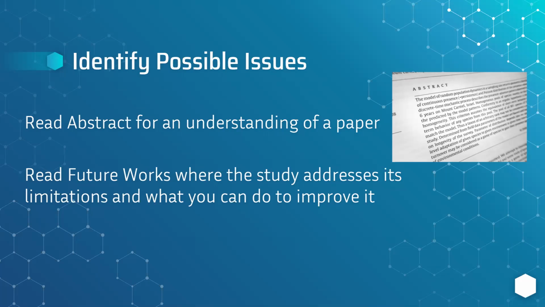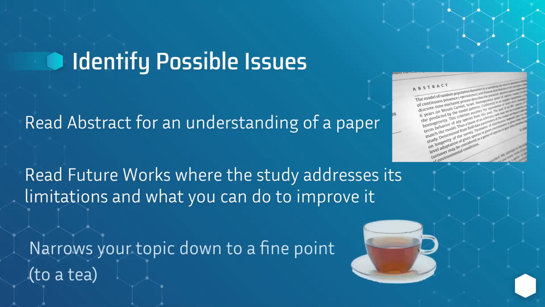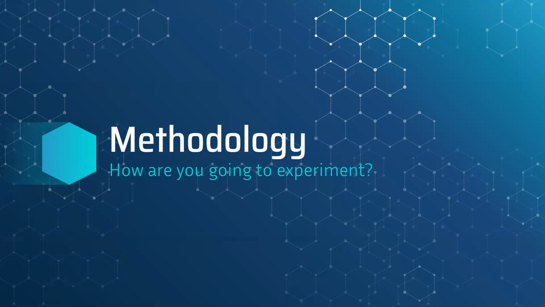Another main part that you really want to focus on when you're skimming through papers is the future work section, because most of the time papers are really complex if you don't know the knowledge beforehand. If you read the future work section, you can see the limitations of the studies, how you can improve that study, and where you can do more research. So in turn, this narrows down your topic to a fine point, or I would say to a T, pun there. Okay, so then we go on to methodology.